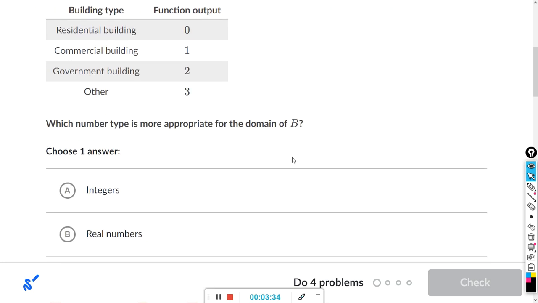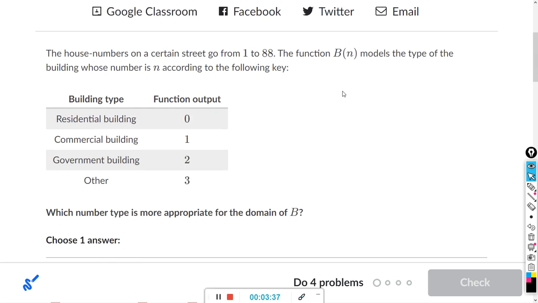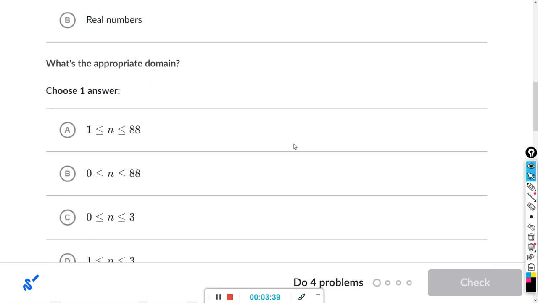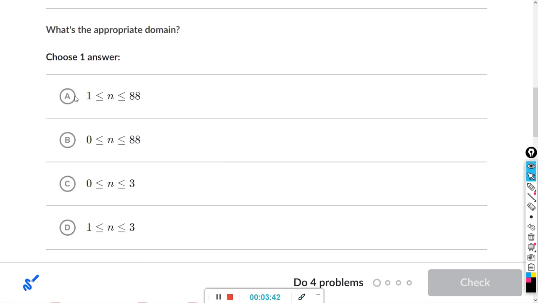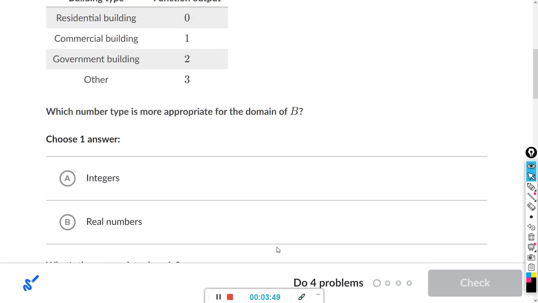I'll answer the second question first. The domain n is going to be from 1 to 88, because those are the house numbers. We don't have a house number of 0, so it's not that. It's going to be answer A. But for the first question, if it's integers, these are going to be discrete numbers. That means no fractions or decimals.